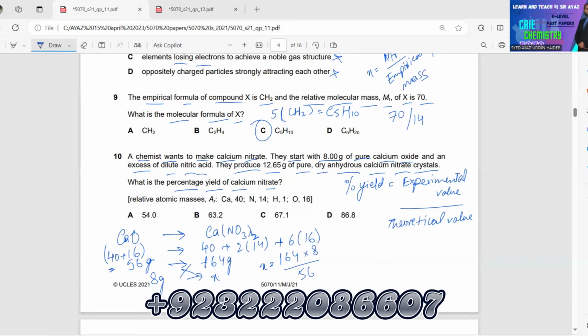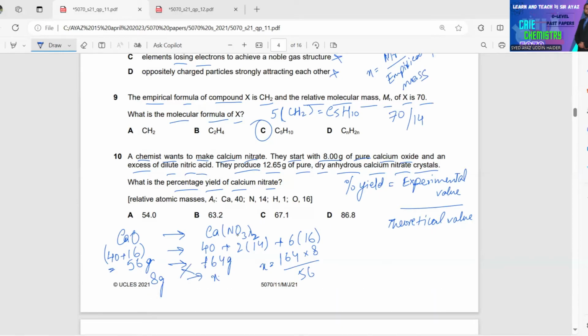164 multiplied by 8 divided by 56. So this is the theoretical value. It is 23.428. And where is the experimental value? Here is the experimental value, 12.65.